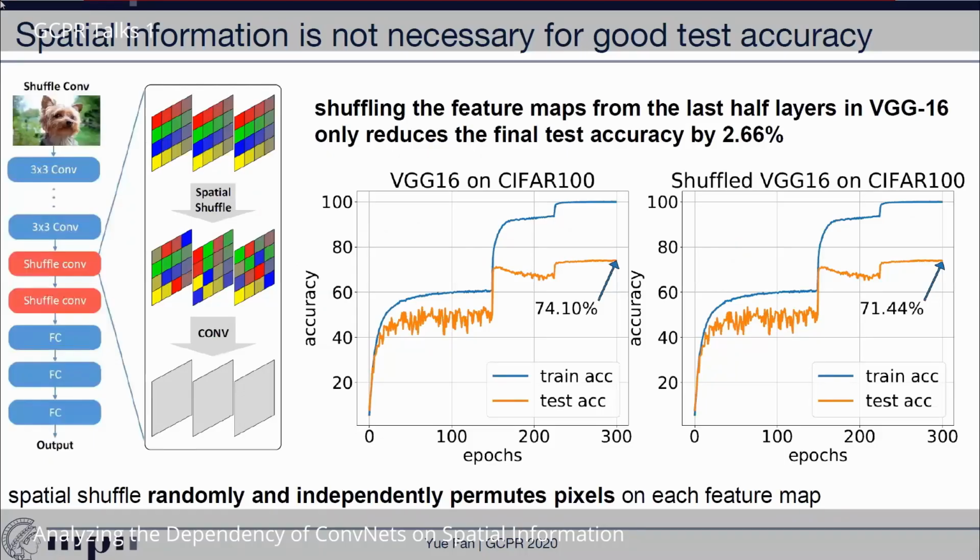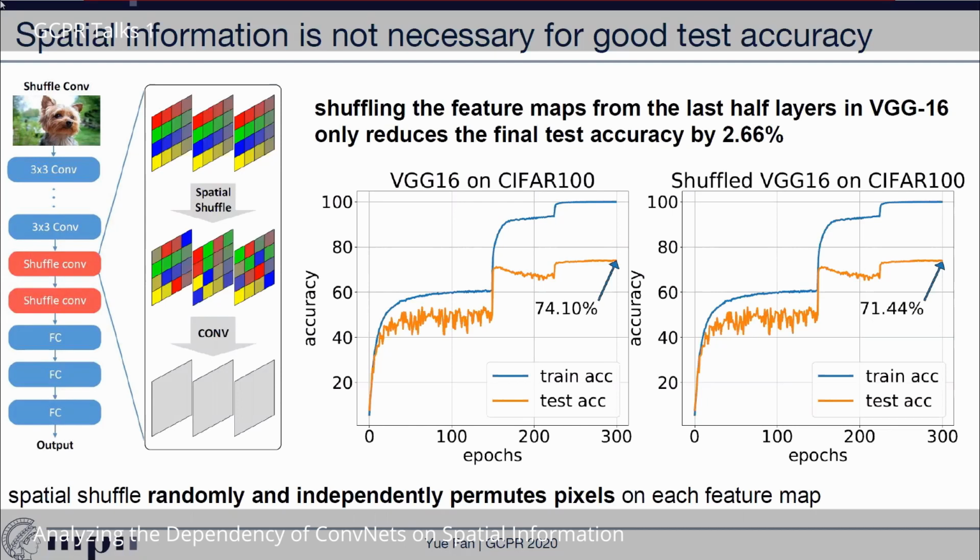As an example here, we have the architecture of the VGG16 on the left. In order to prevent the model from making use of spatial information, at each iteration during training and testing, we randomly shuffle the feature maps from the last half layers spatially. The training processes of a standard VGG16 and a shuffled one on CIFAR-100 are shown on the right.